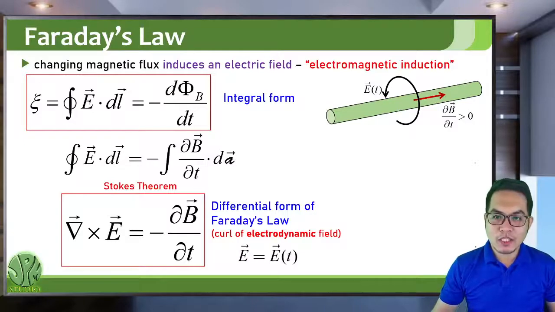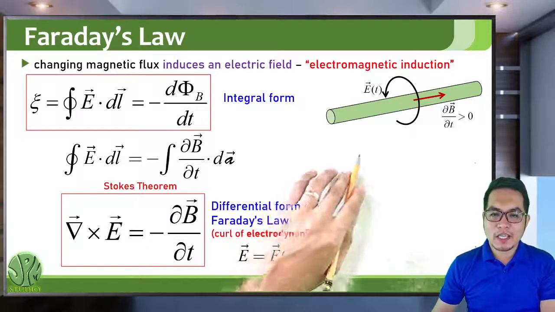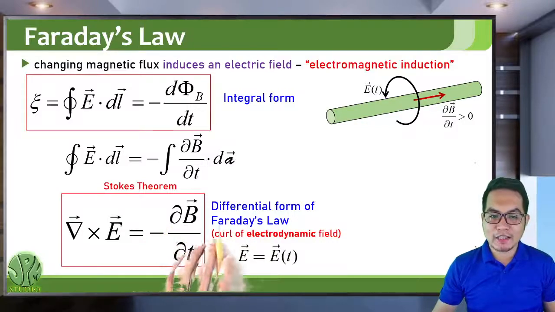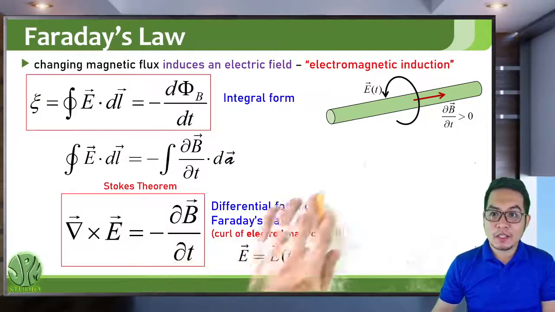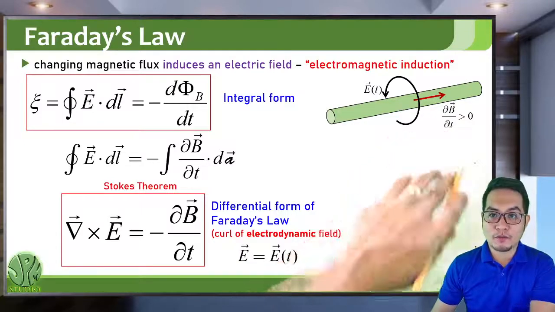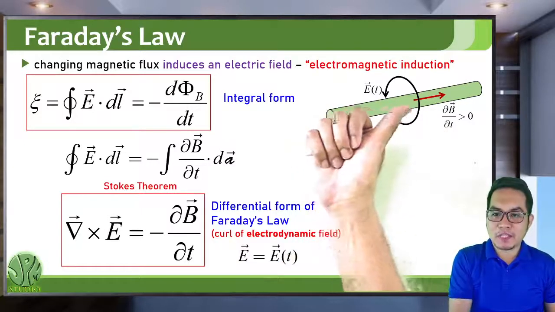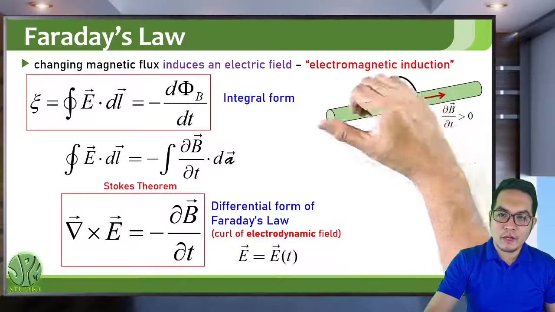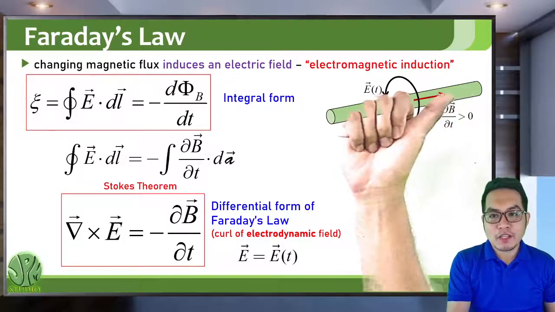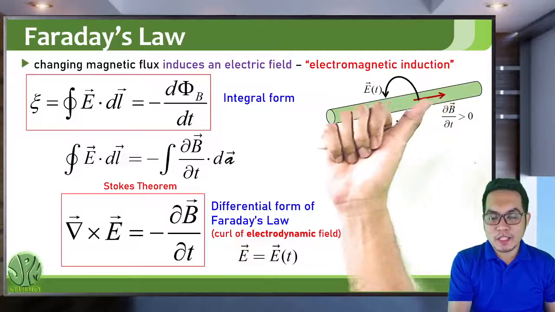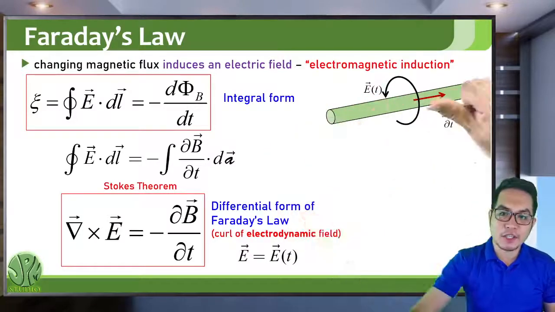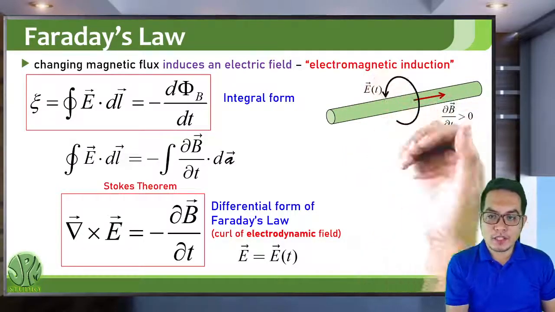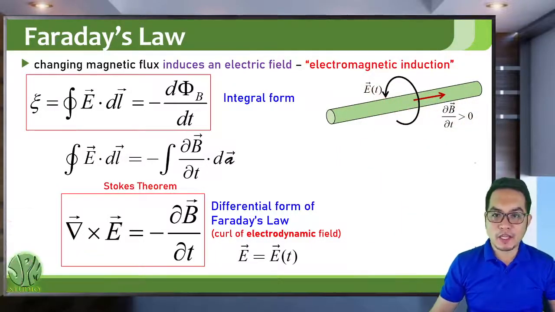Take note, the curl of the electric field is in the direction of the negative change of the magnetic field. So if the magnetic field is changing in this direction, then the curl is in this direction. But if the magnetic field is in this direction, but it's decreasing, therefore its change is in this direction, therefore the electric field is in the opposite direction. So that is basically electromagnetic induction.